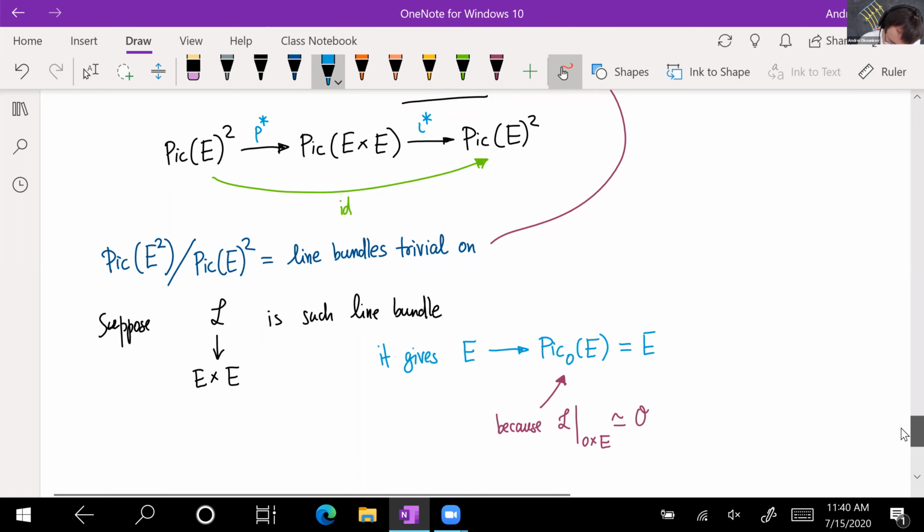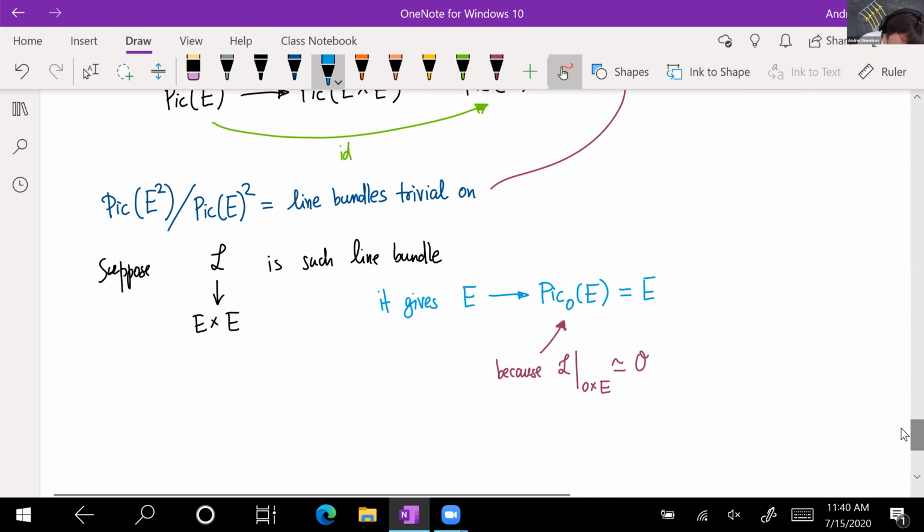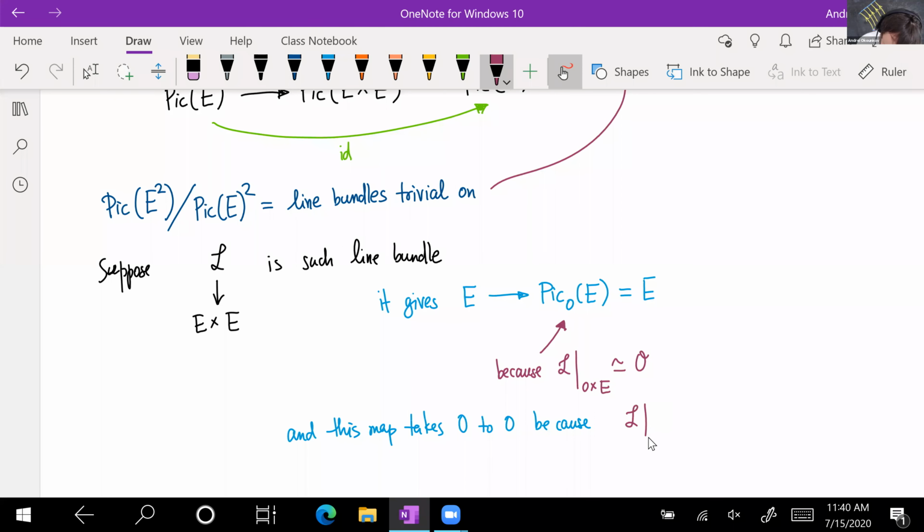And moreover, this map takes 0 to 0, because L shifted to the other factor is also trivial. So it means this map goes 0 to 0. If I have a map between abelian varieties that takes 0 to 0, there's a general fact.